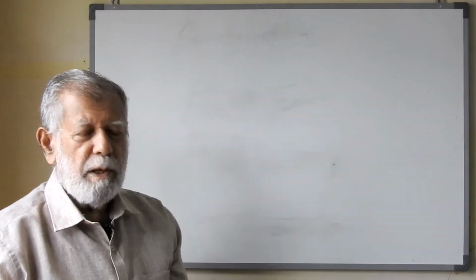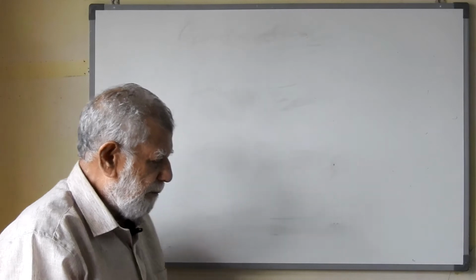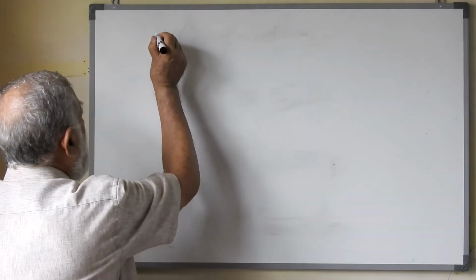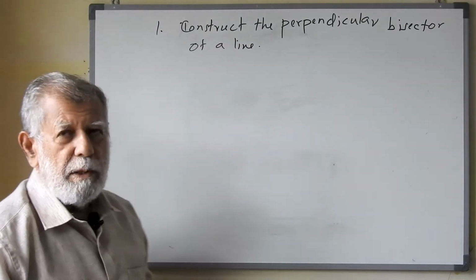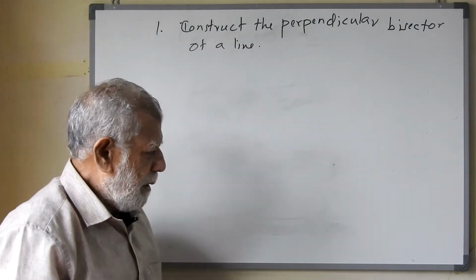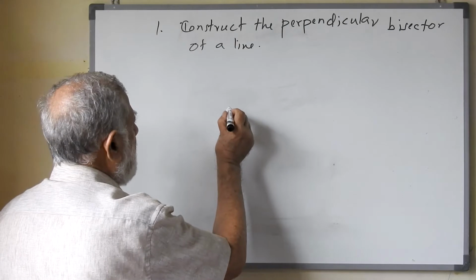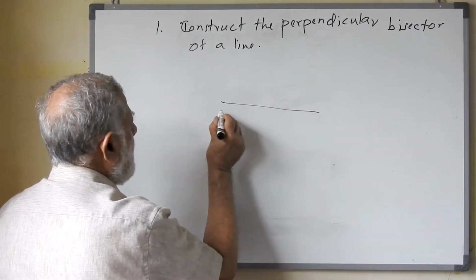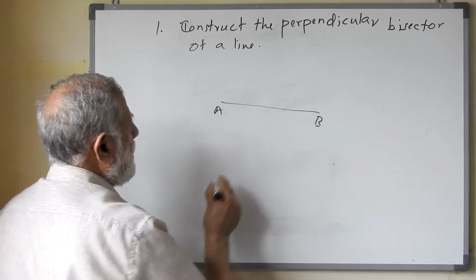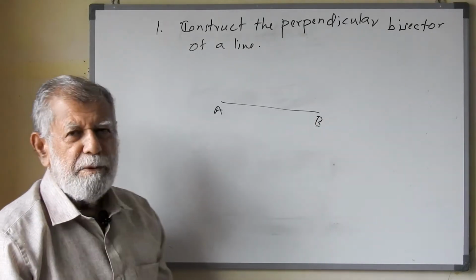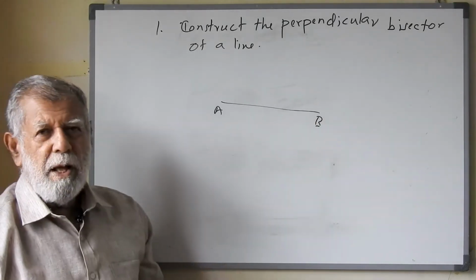Okay, now we have learned how to draw a line. Now we'll do the first construction. Now the question is to draw the perpendicular bisector of a line. Now supposing we have a line, we'll say AB, this line AB. Now we have to draw the perpendicular bisector of this line.